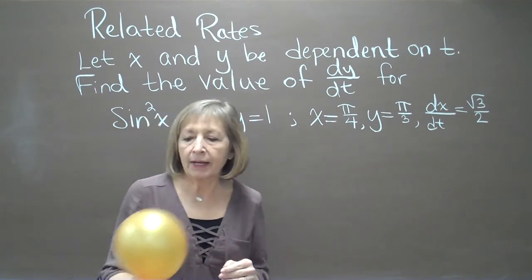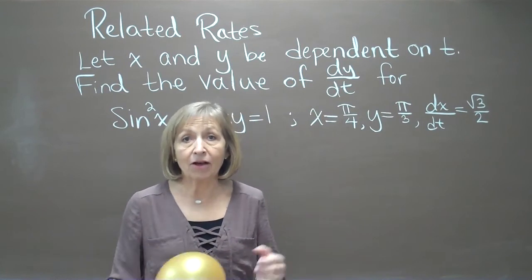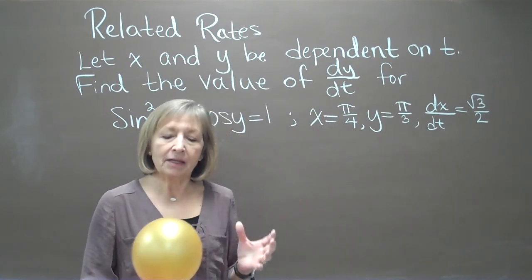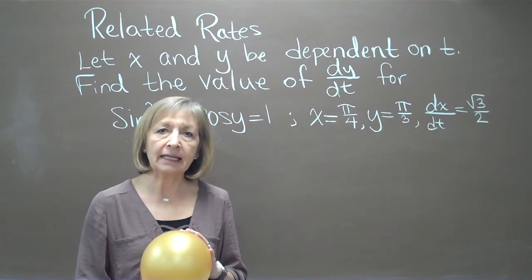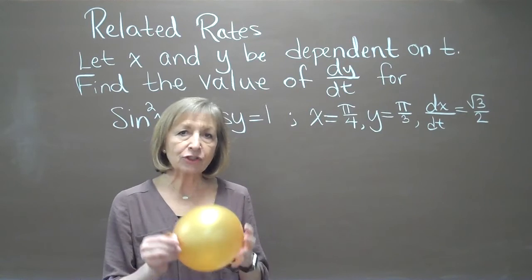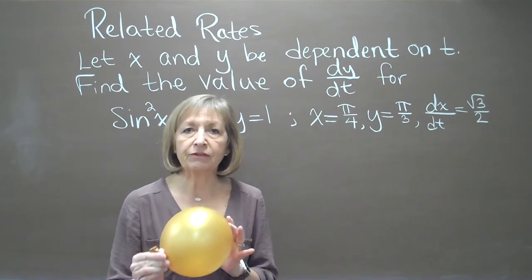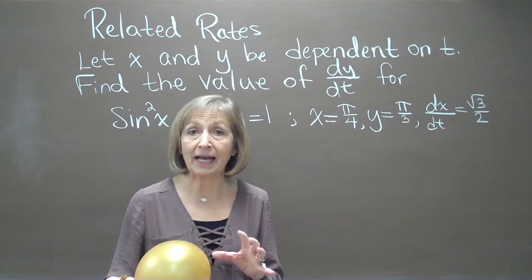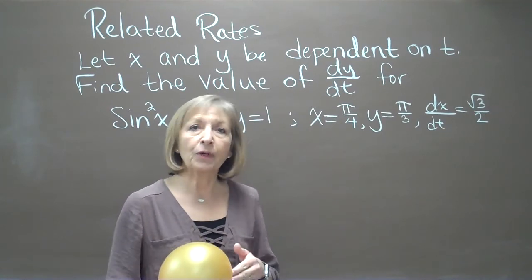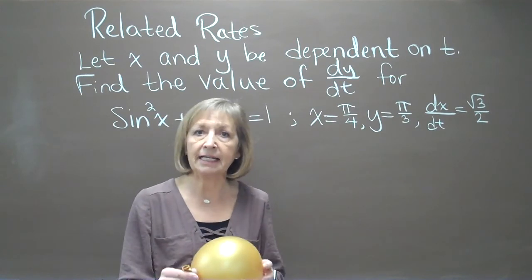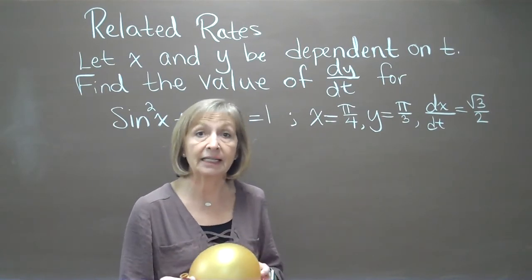Now you're probably wondering why I'm blowing into a balloon at the beginning of this video. The thing is that there's an application type setting in calculus called related rates, where we can look at the change of different entities that are related to each other over time and incorporate our implicit differentiation process to actually answer questions about these related rates.